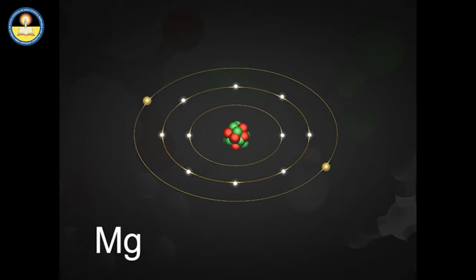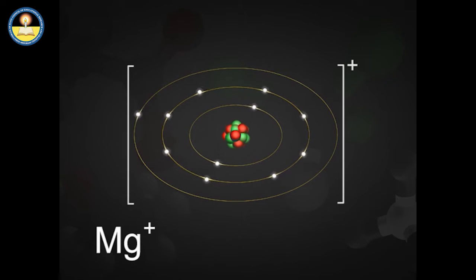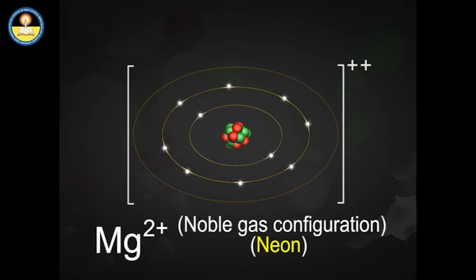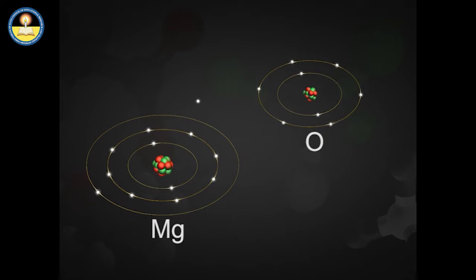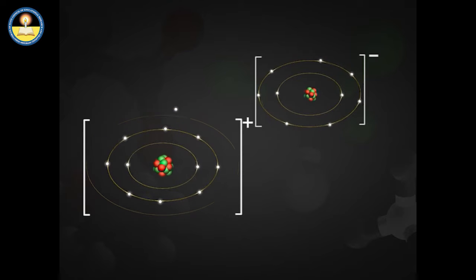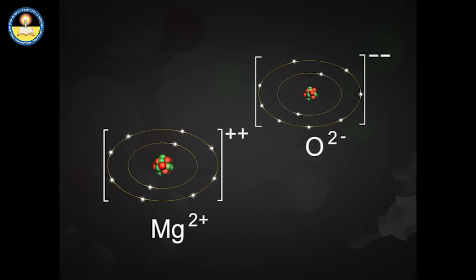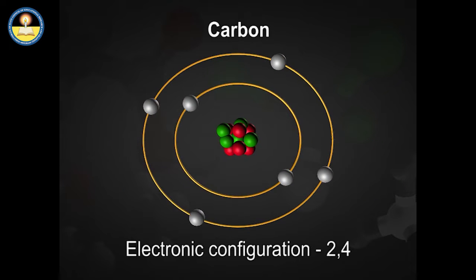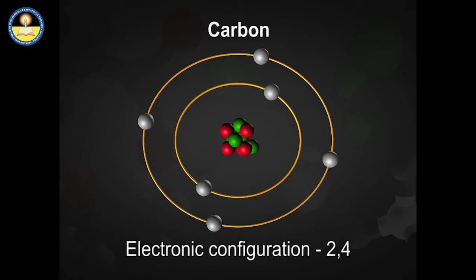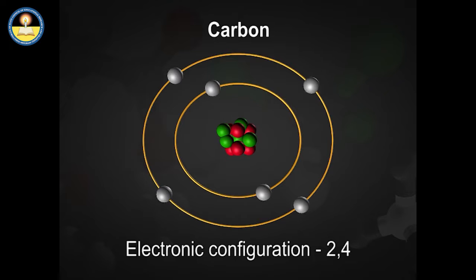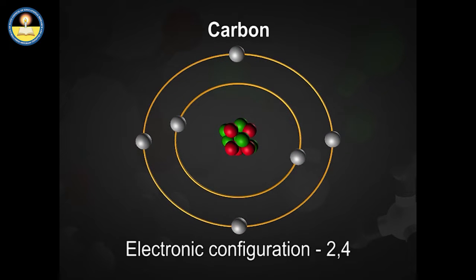We know that the reactivity of elements is explained as their tendency to attain a completely filled outer shell, that is, attain the noble gas configuration. Elements forming ionic compounds achieve this by either gaining or losing electrons from the outermost shell. In the case of carbon, it has 4 electrons in its outermost shell and needs to gain or lose 4 electrons to attain the noble gas configuration.